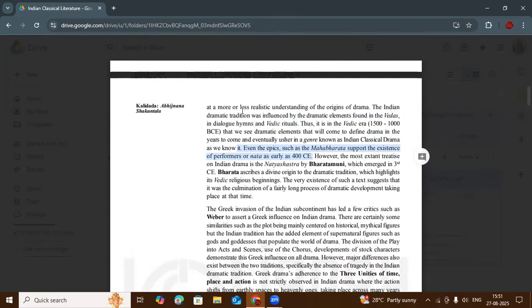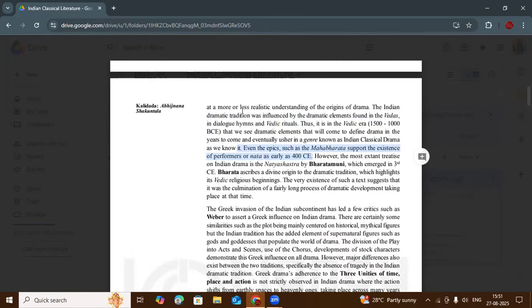So this is proving what? Acting and stage traditions are very ancient. So the Mahabharata mentions nata, that means actors and performers, which shows that by 400 CE, Common Era, it will come in the positive side. BCE means before Common Era. Common Era means it will come in the positive side. Now we are in the Common Era.